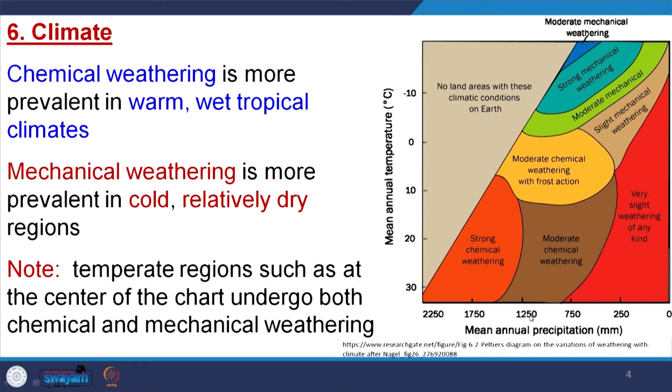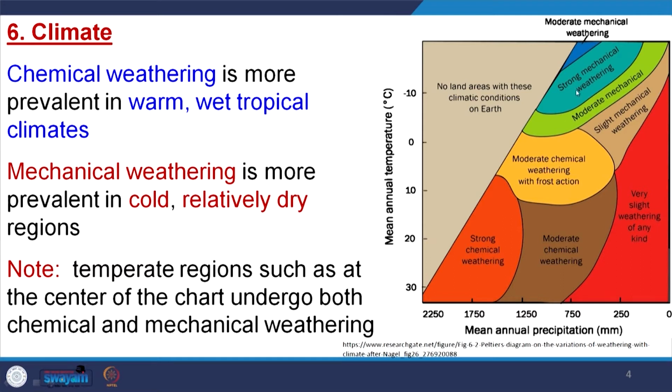So, warm and humid climates are responsible for more chemical weathering. Similarly, for strong mechanical weathering, if you concentrate here, we have rainfall varying from 1250 to 250 mm and temperature about minus 5 degrees to minus 10 degrees or minus 20 degrees.